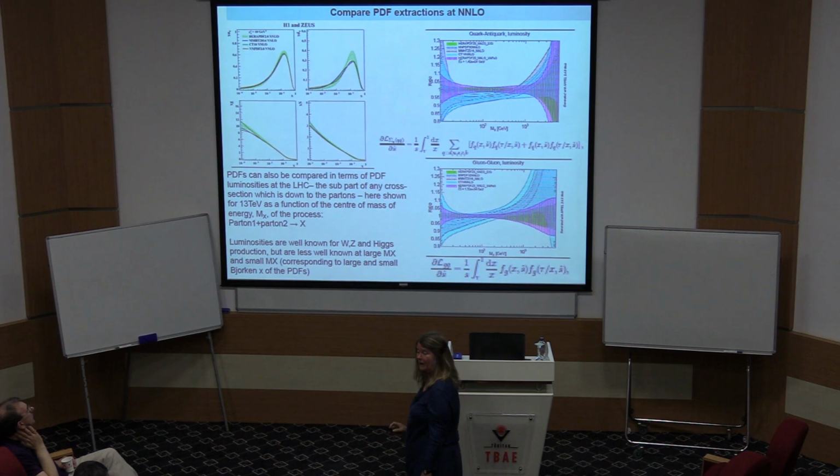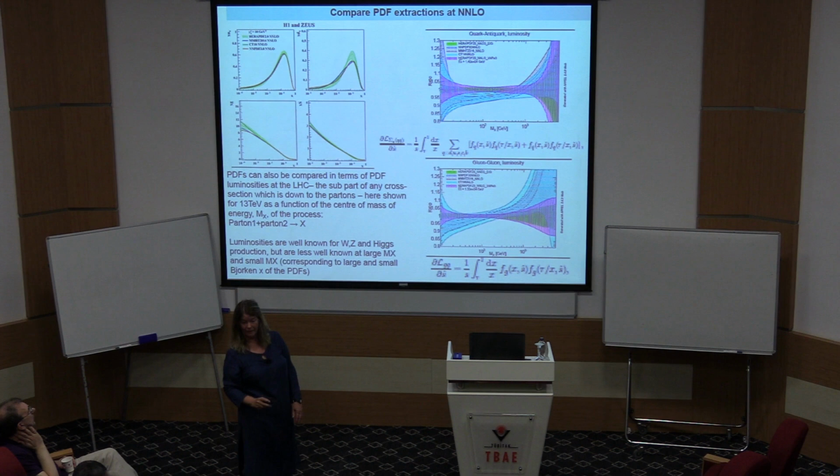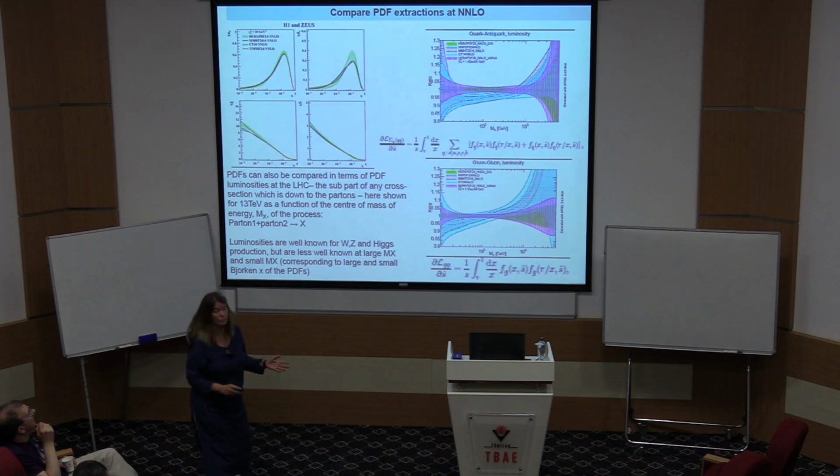But it also is not perfect. And one thing to note is we know it best in this kind of middling region. This is where we produce the W's and the Z's and the Higgs. We know it pretty well there, right? We don't know it so well when you get up to higher scale, and higher scale is where you would be producing the new physics, right?